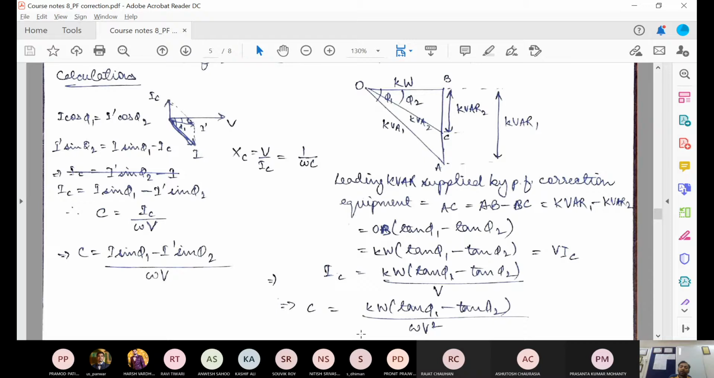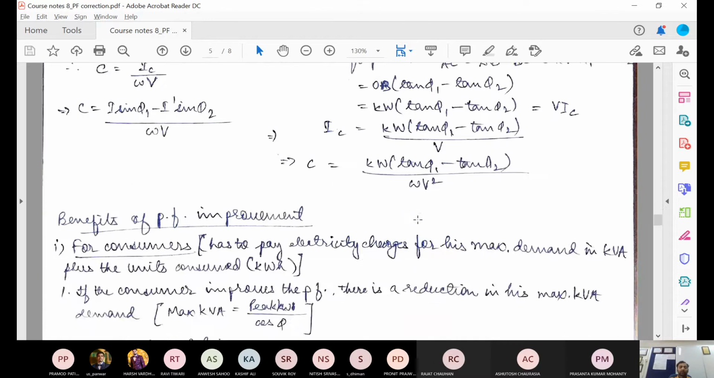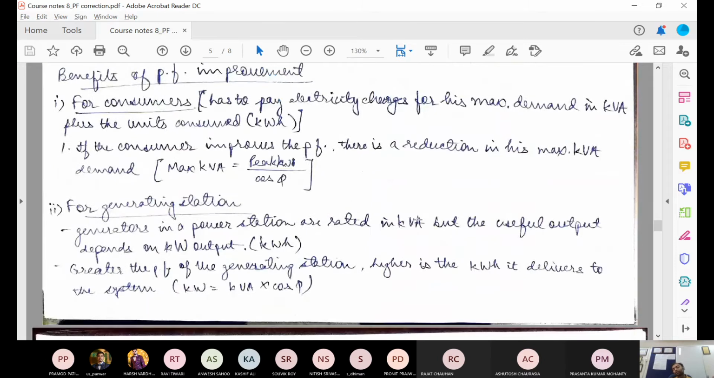So basically, this needs to be decided based upon the economics of the particular situation, in terms of the rate of power consumption at which the electric utility is charging you, and the rate at which the capacitors are available. So basically it will be an economic decision so that you can maximize the benefit out of the power factor improvement. So this is from the consumer's point of view.